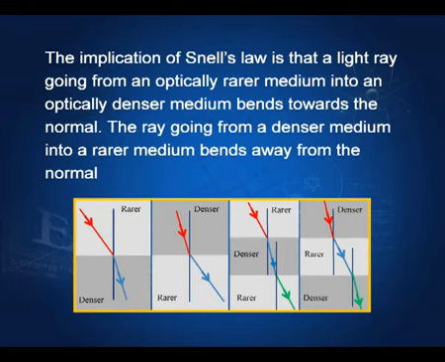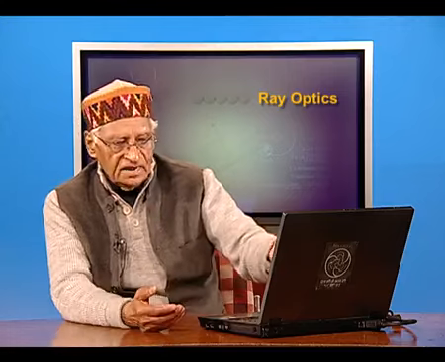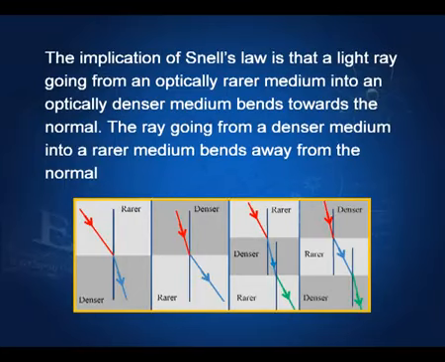The ray going from a denser medium into a rarer medium bends away from the normal. So if it goes from rarer, then it bends towards the normal. If it goes from a denser medium, then it bends away from the normal. If you have 3 slabs, say denser in between, then the ray first gets bent towards the normal and then away from the normal. Similarly, if the rarer is in between the 2 denser media, then the ray, when it enters the rarer medium, goes away from the normal and then it bends again towards the normal.